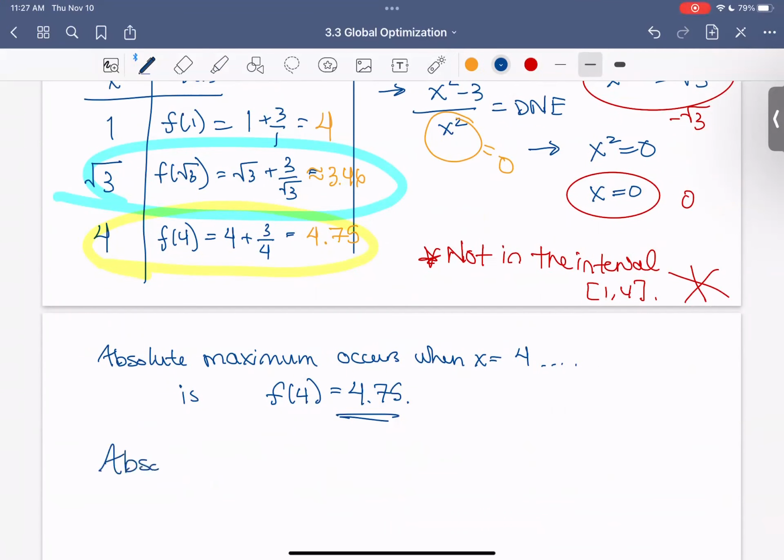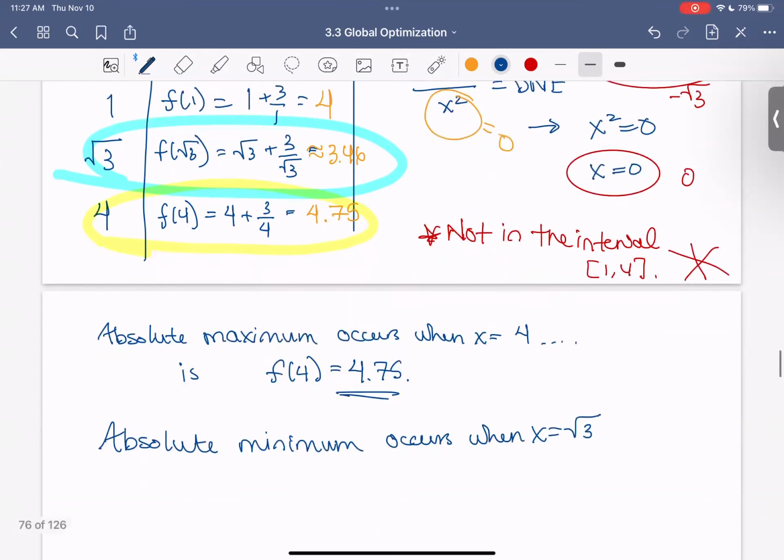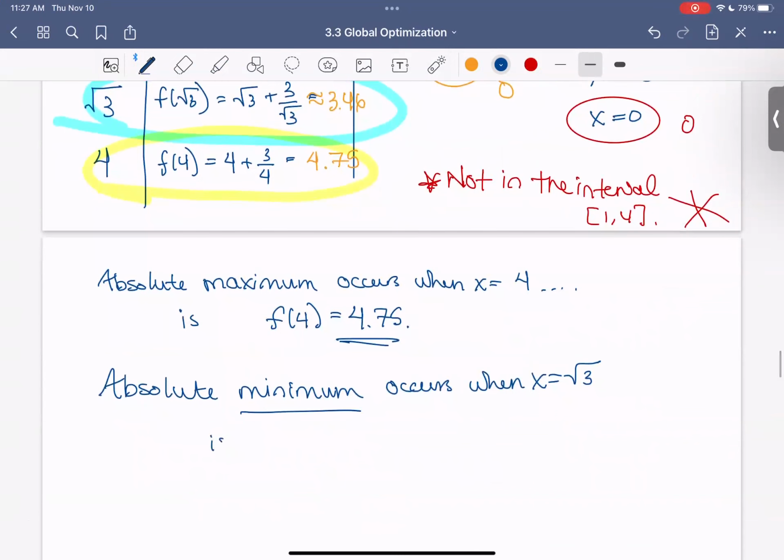And then the absolute minimum occurs when x is equal to root 3, but the actual minimum itself is f of root 3, which is about 3.46.